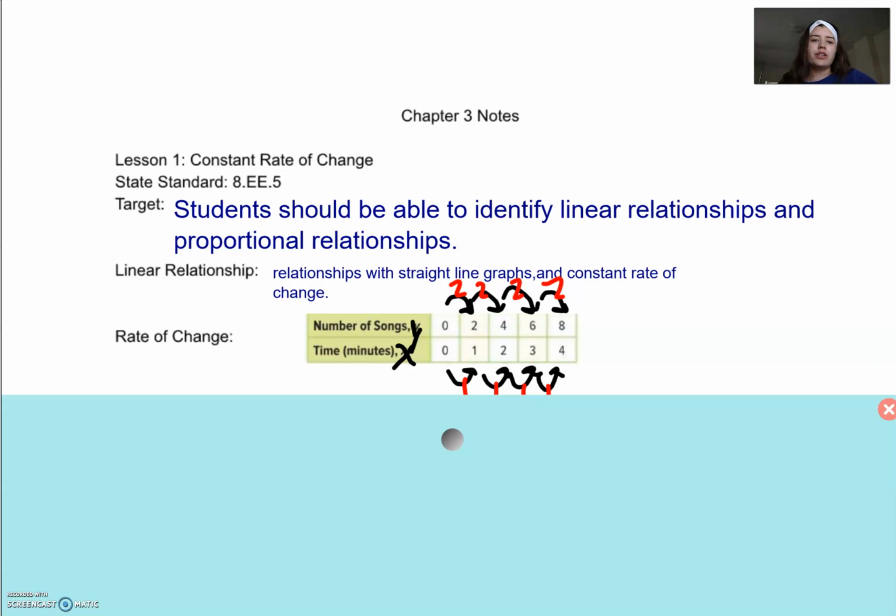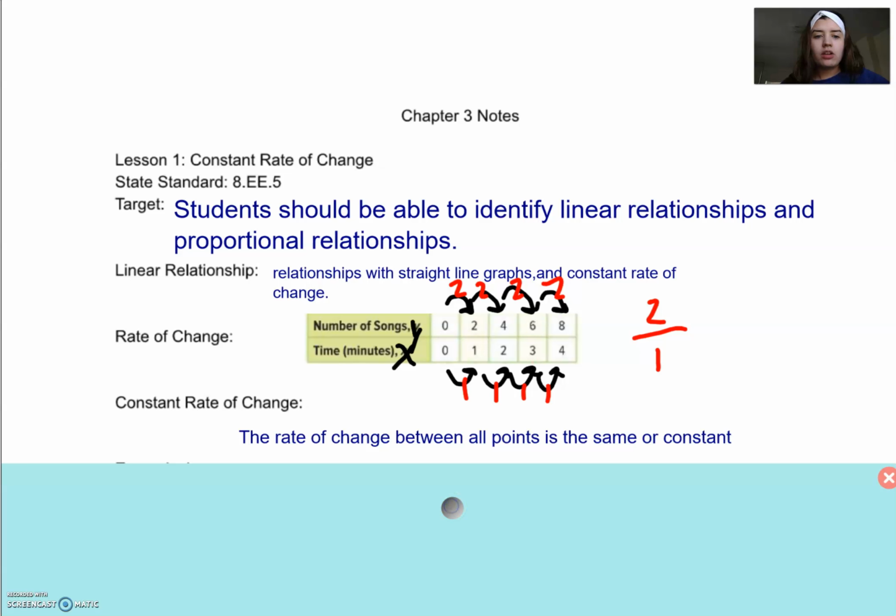So our rate of change is always 2 on the top and 1 on the bottom. And with 1 on the bottom, that would make it a constant rate of change. Now, constant is another word for same. So for all of these changes from the top and the bottom, it has to say the same rate of change. So because our example up here is constantly 2 over 1, then it is in fact a constant rate of change.